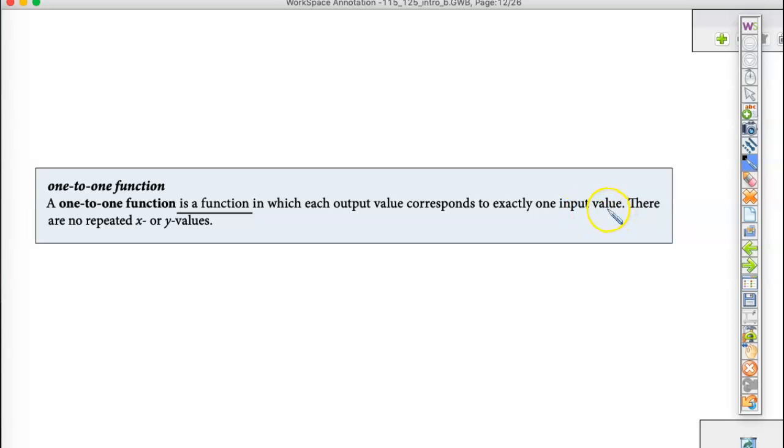So what this means is that those different inputs in a function could correspond to the same output to be a function, but to be a one-to-one function, those different inputs must correspond to different outputs.